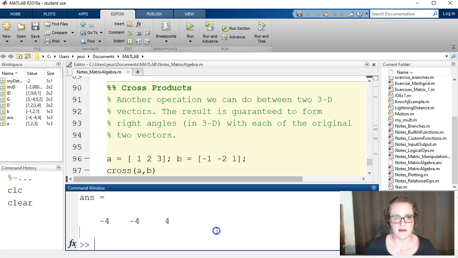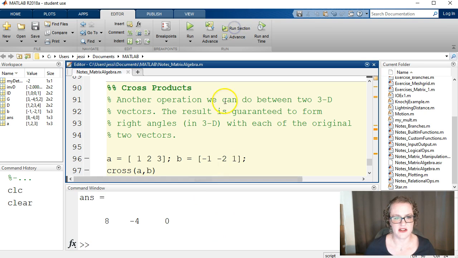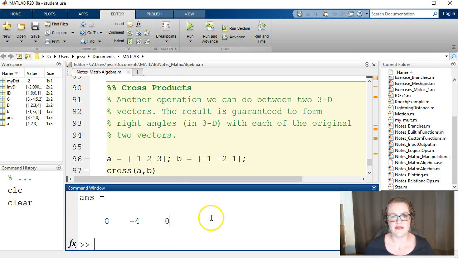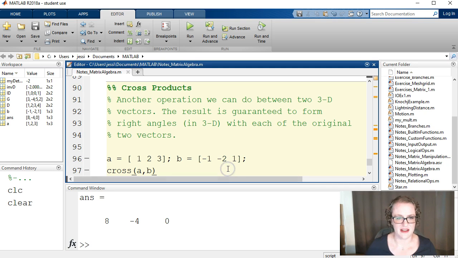Let's change it and make it a little bit more interesting. Run section. Now we have a 0, which is fun. What we are getting is a coordinate of another vector. So we're getting another vector. The product of 2 vectors is a vector. The cross product of 2 vectors is a vector, unlike dot product, which gives you a scalar.